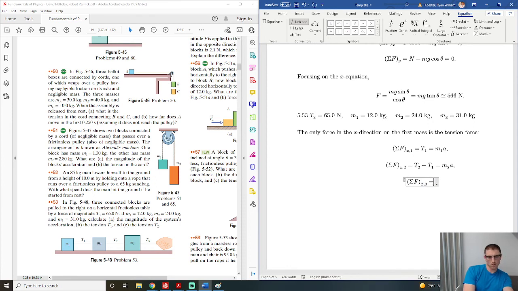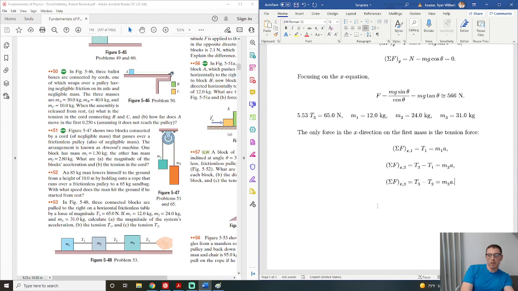Cool. Okay, so let's look at this third one then. Now we're going to have T3 minus T2, and this equals M3A. Because now the rightmost block is being pulled right due to the fact that it's connected with a rope to the second block, the middle one. But it's also being pulled on the other end by the hand, right? And so this is what this should look like. Okay.